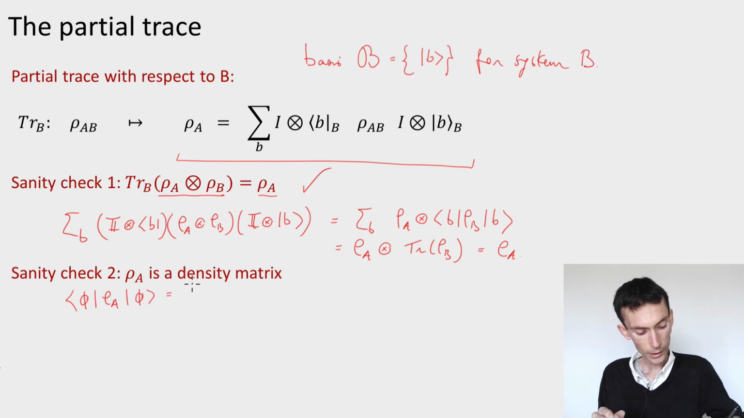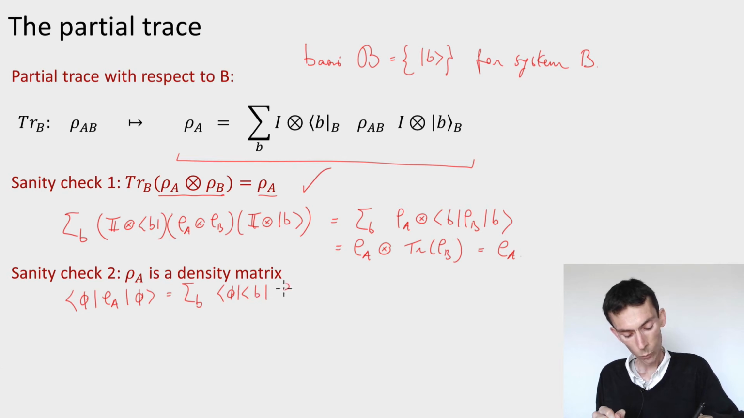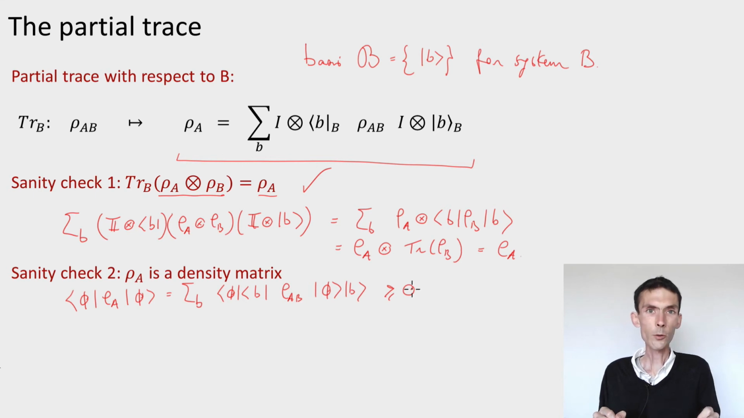I can use linearity to rewrite this as the sum over B of the overlap of the tensor product of phi and B with the state Rho AB. And now Rho AB is our starting point, it's a density matrix, so each of these overlaps should be non-negative. I'm summing over non-negative terms, I get an expression that's non-negative. So this passes. The other thing that we want to do is compute the trace.